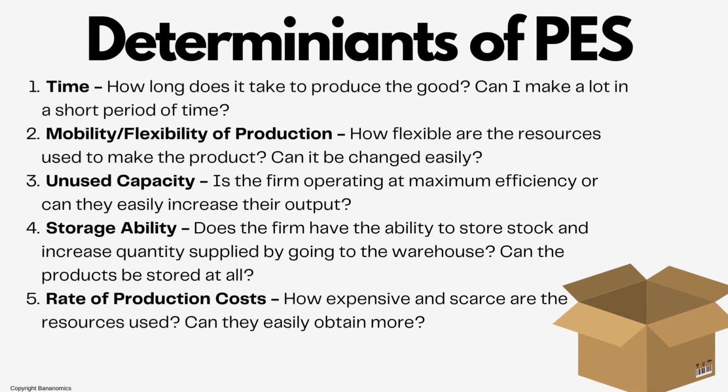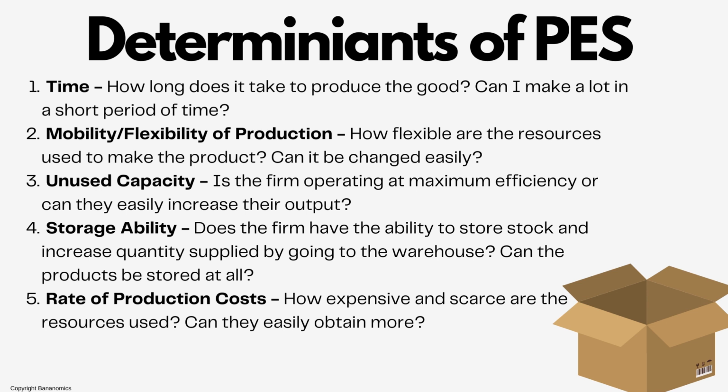The determinants of price elasticity of supply are time, mobility/flexibility of production, unused capacity, storage ability, and rate of production costs. The time available to producers is a crucial determinant of price elasticity of supply. In the short run, when producers cannot easily adjust their production levels, the supply tends to be inelastic. This is because they have limited time to respond to changes in price. Think about farmers.